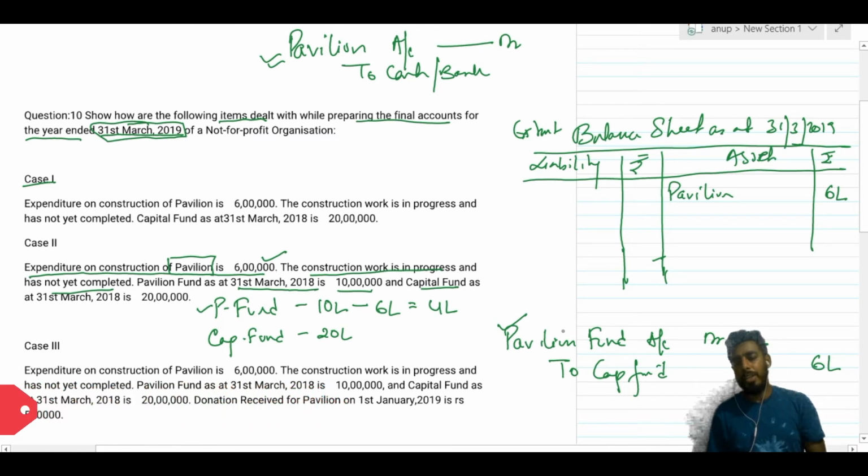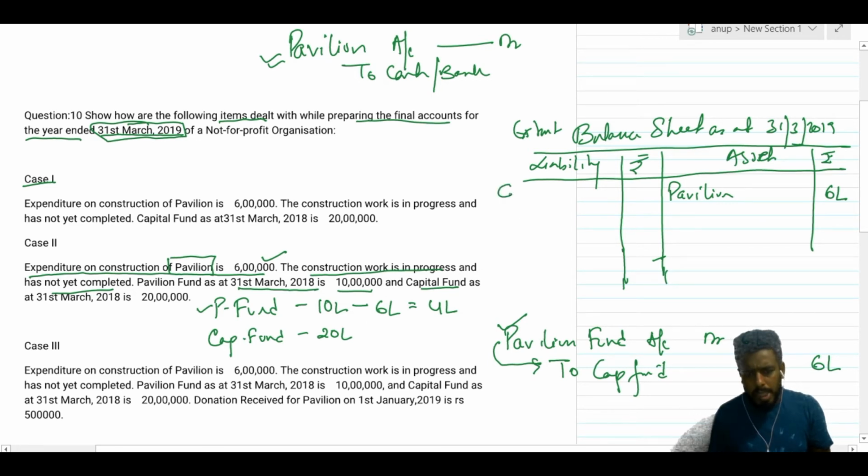But then we have to credit it. We have to transfer it somewhere, right? After reducing the pavilion fund, we have transferred this pavilion fund to capital fund account. So therefore, how would this be shown in the balance sheet? Capital fund, which was 20 lakh before, will now be increased as there is a transfer from pavilion fund. How much is that? 6 lakh. Therefore your capital fund will become 26 lakh now.